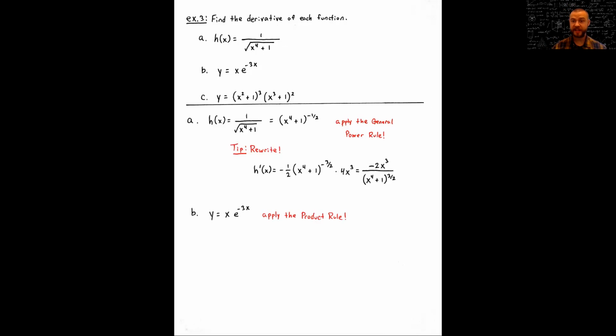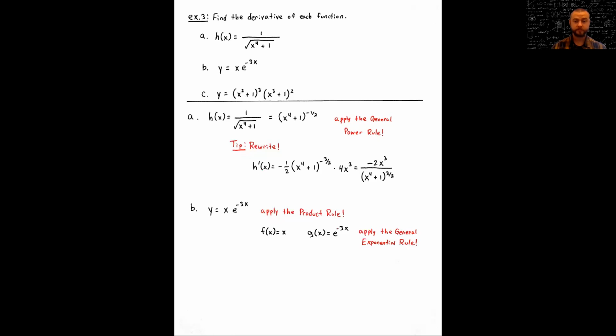factor or second function, e raised to the negative 3x, that is a composite function. So we can apply, in addition to the product rule here, we have to apply the chain rule, and we can apply the special case of the general exponential rule. So if you were stuck seeing how to apply that here, calculate f prime and g prime. G prime, you can use the general exponential rule to find it, and then you just combine your pieces back with the product rule, since we're identifying the f and g of x here as the factors.